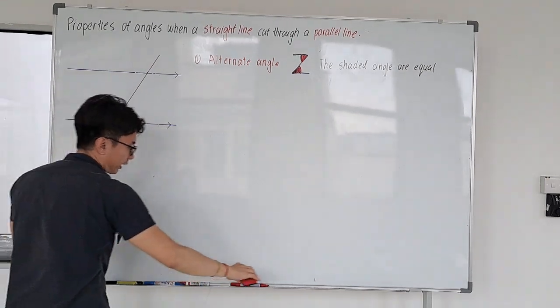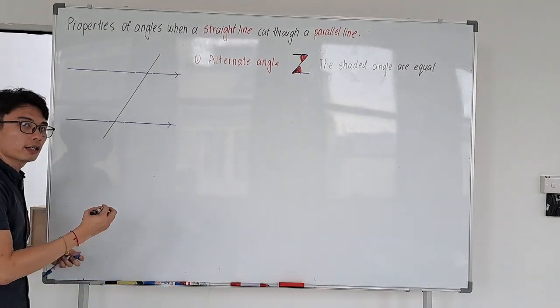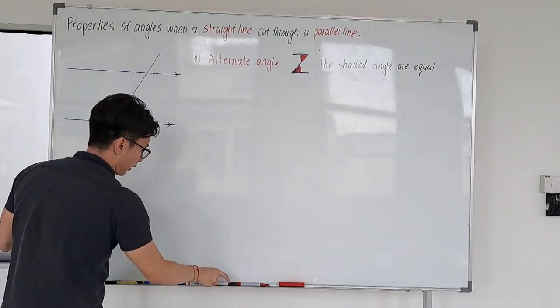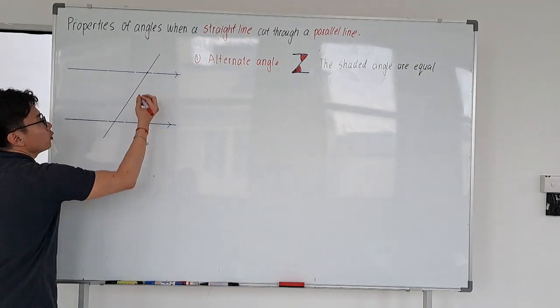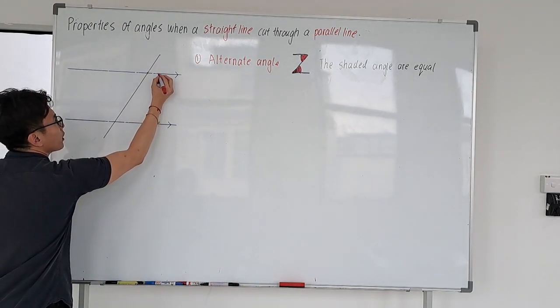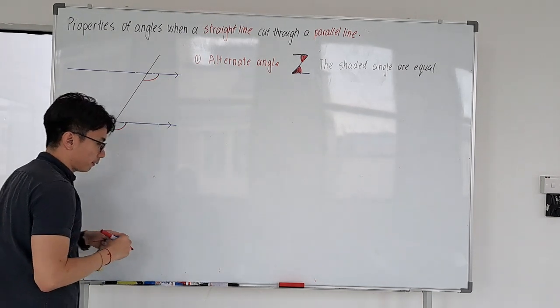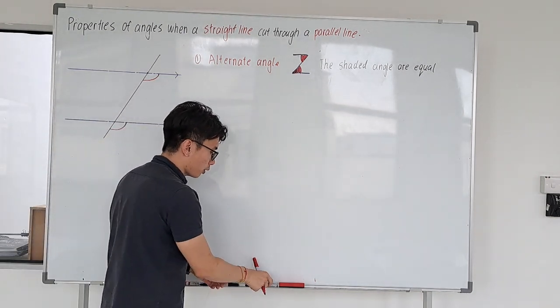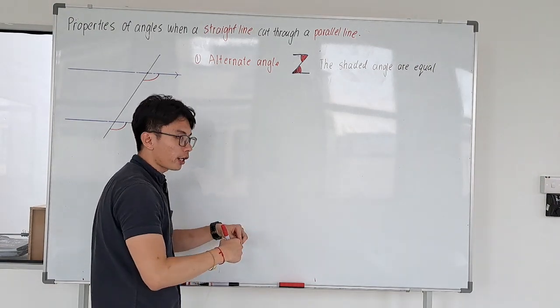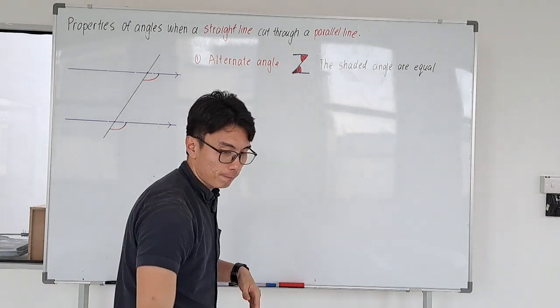So what about the second property? You can look at this. Again, I would like you to measure these two angles. One is from here and one is from here. Again, you can pause the video and check what measurement you get.